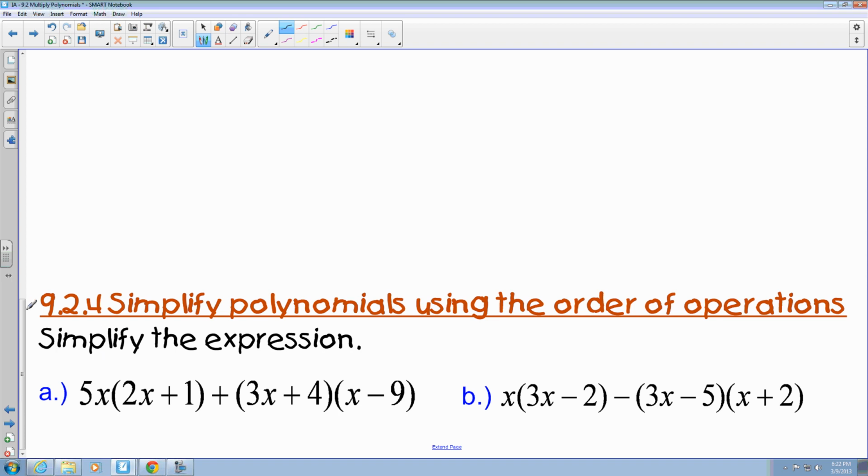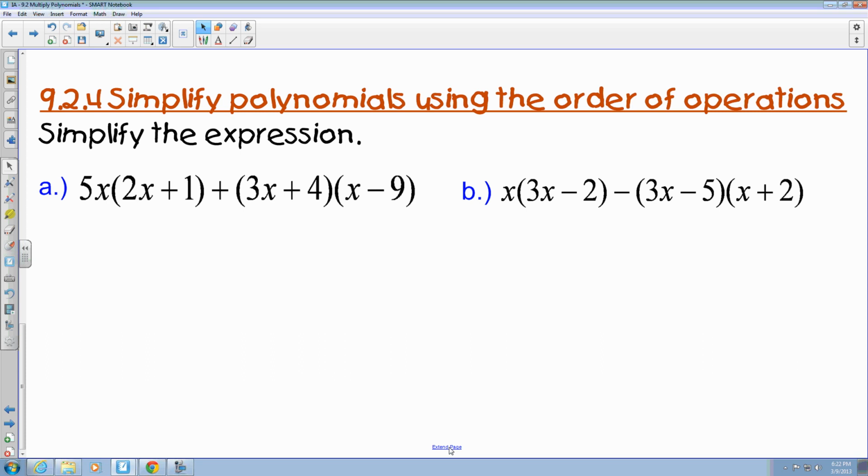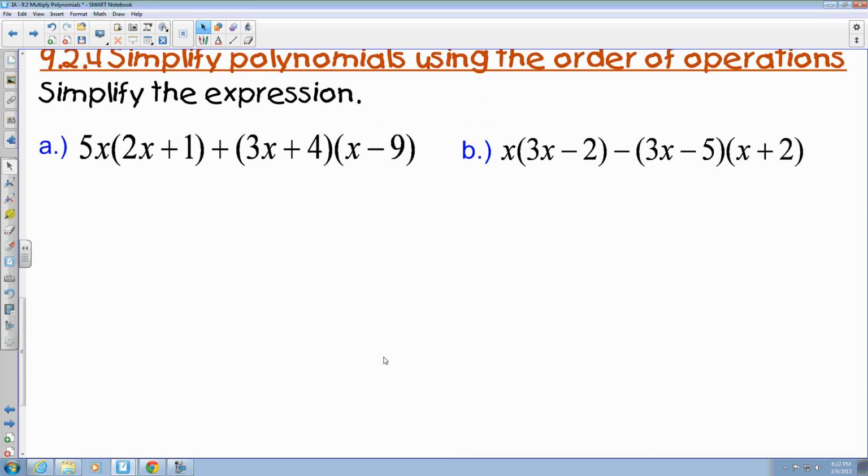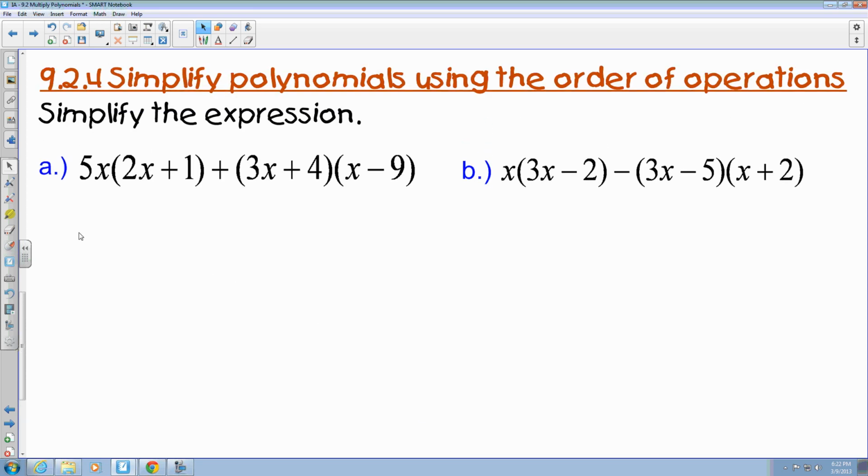Here you're going to combine some of the things we did in 9.1 and then use some of the things we used here in 9.2, and make sure you keep in mind the use of order of operations. So here I have 5x times the quantity 2x plus 1, plus 3x plus 4 times the quantity x minus 9.